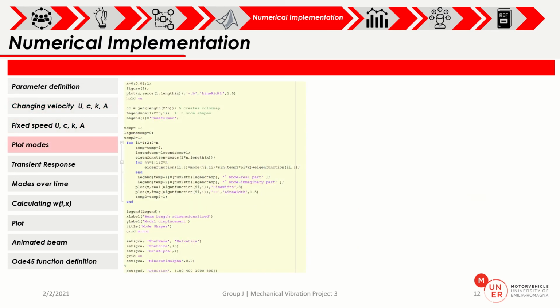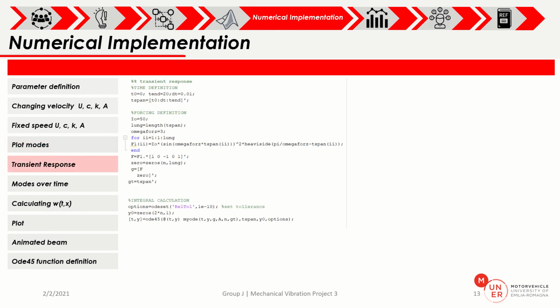At this point, in order to obtain all the modes for a constant value of speed, all the values depending on that, so matrices C, K, and A, are requantified with a constant value of speed. These are then plotted over the beam dimension, in the real and imaginary part, in the same graph.